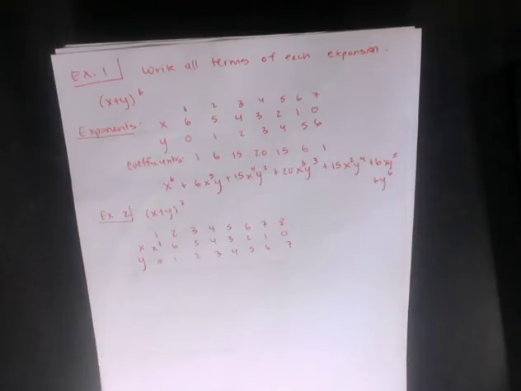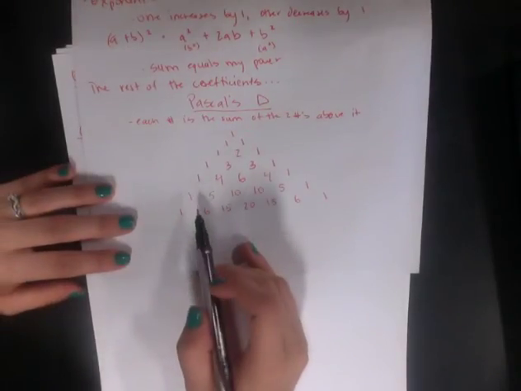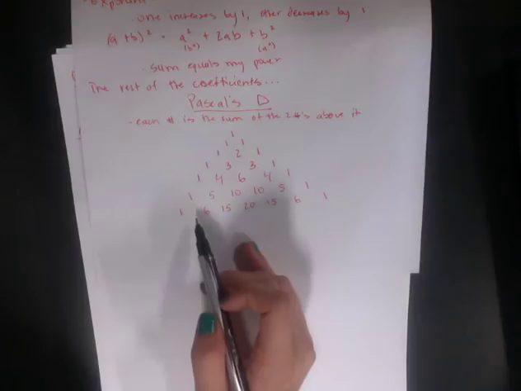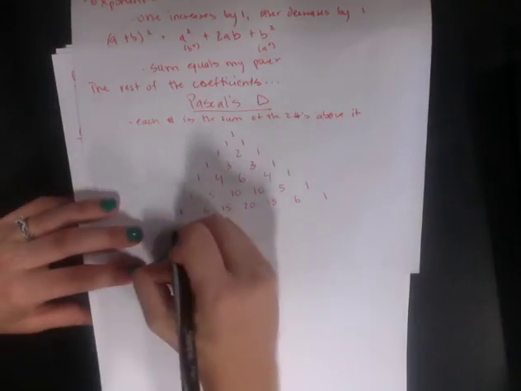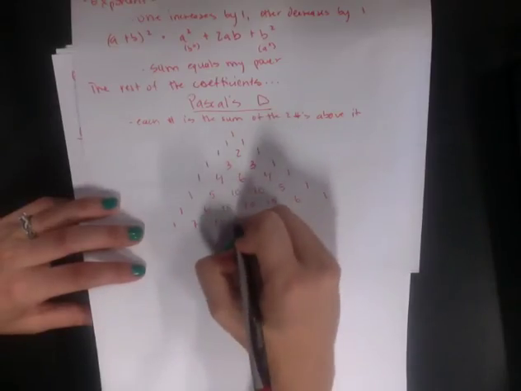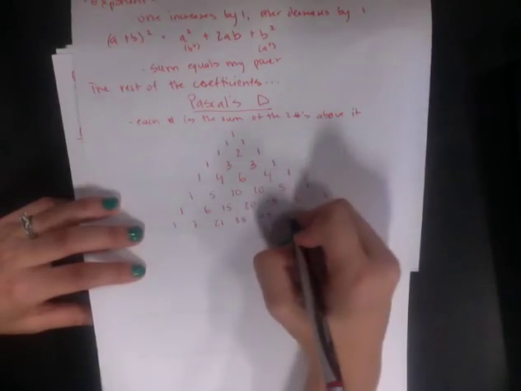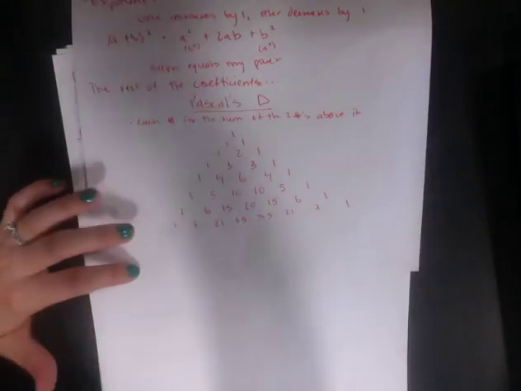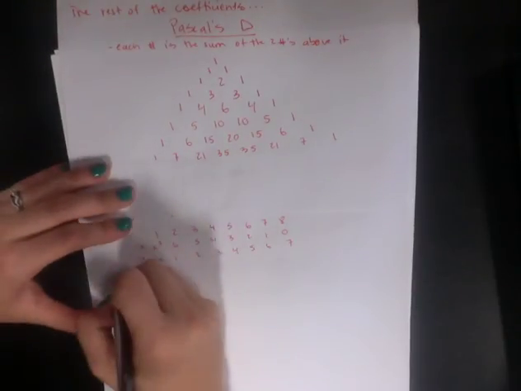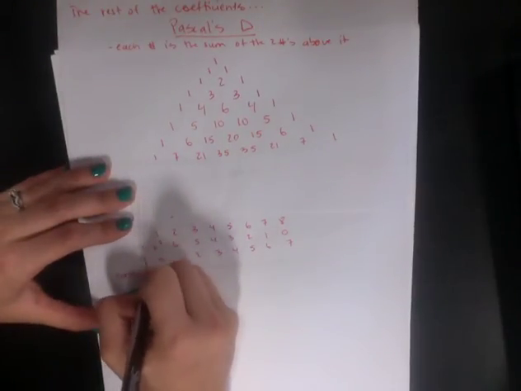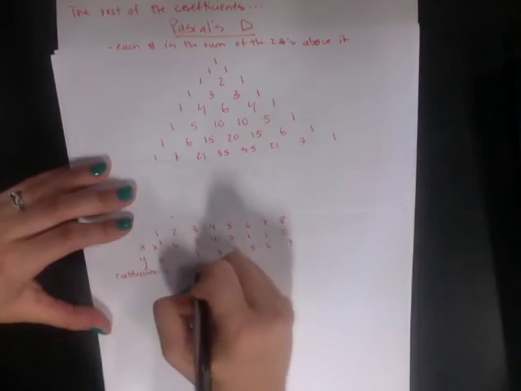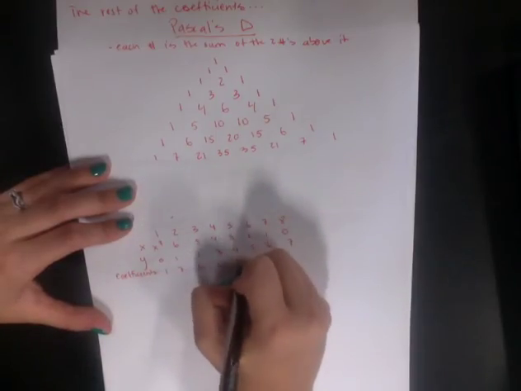Now let's go back to Pascal's triangle. Okay, I need the 8th row, excuse me. It's always one more than my exponent. So I'll have 1, 7, 21, 35, 35, 21, 7, 1. Okay, so my coefficients, I will have 1, 7, 21, 35, 35, 21, 7, 1.